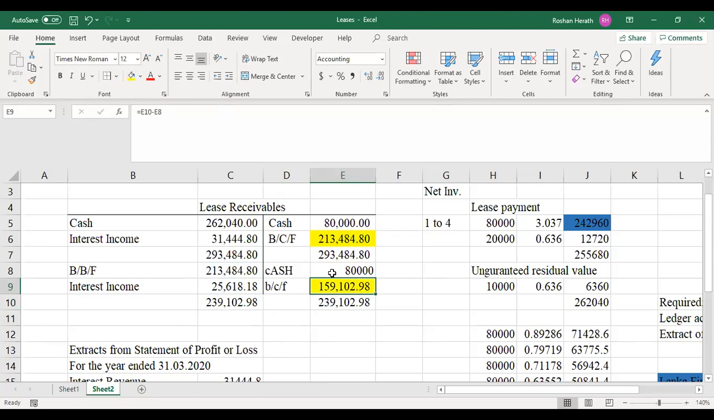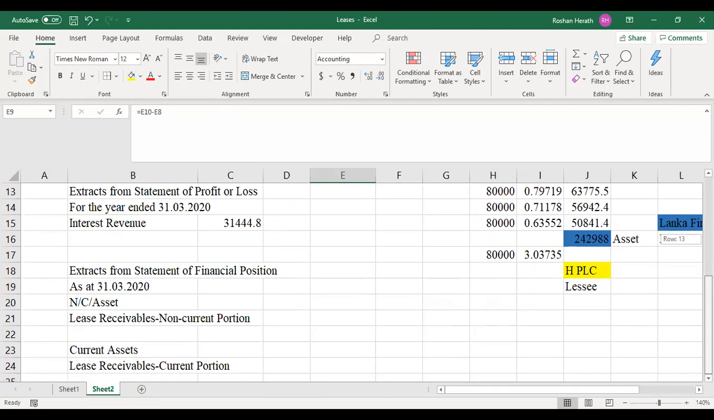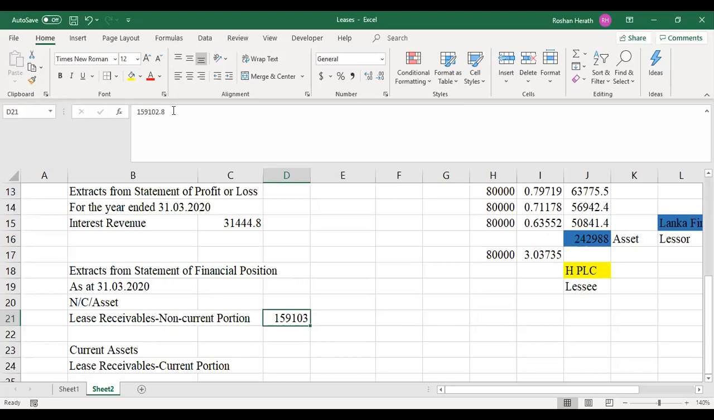So the lease receivable at the end of the second year is this much, and that is the non-current portion. Non-current portion. 159,102.98, right?